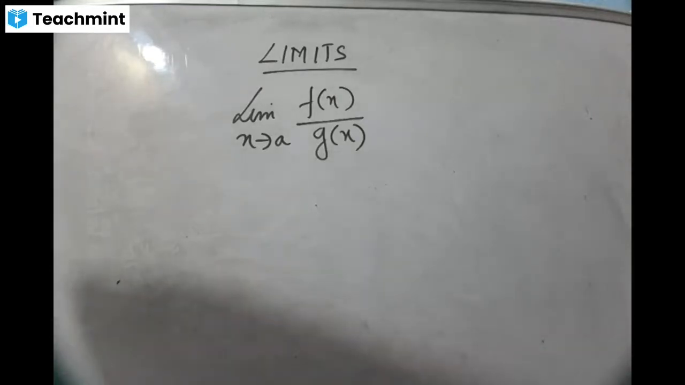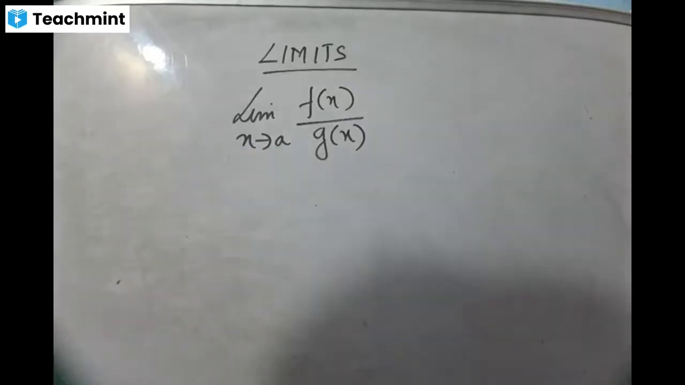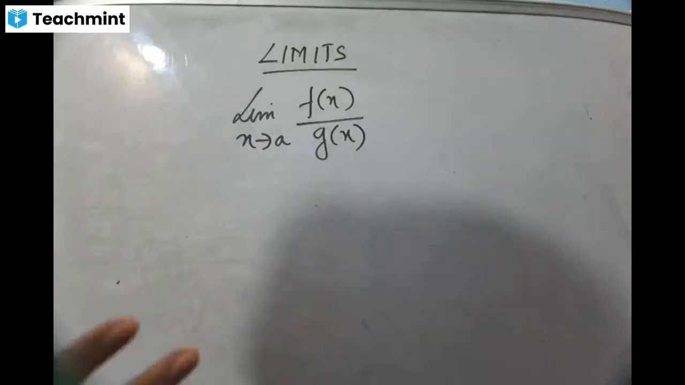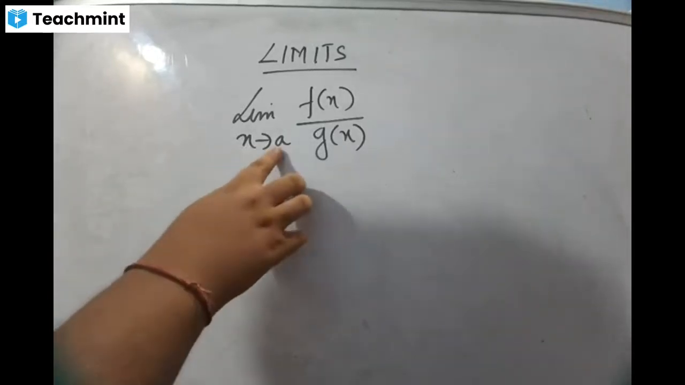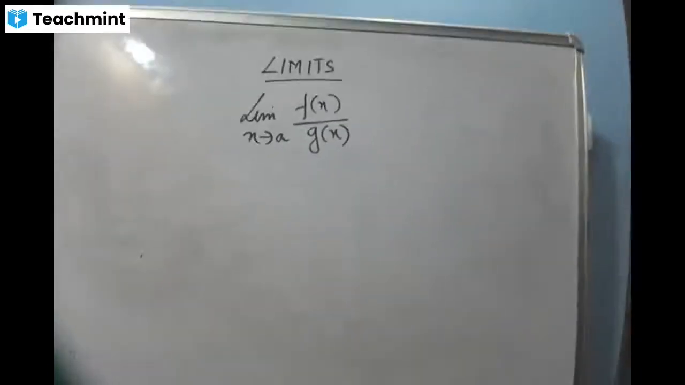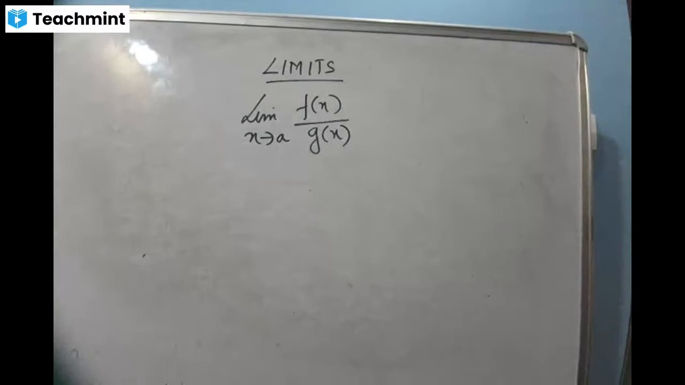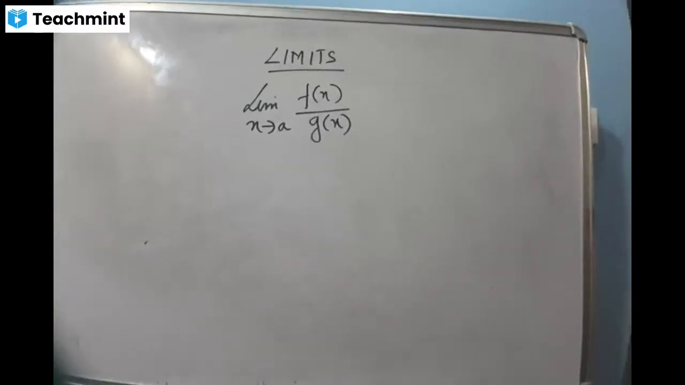The question will be of the form limit x tends to a, f(x) divided by g(x). That means one function will be in the numerator, one function in the denominator. Now to solve a limit, you simply have to substitute the value of x. You need to replace x by a. If you do that, the problem is solved and we are done. That's how you solve a question on limit.